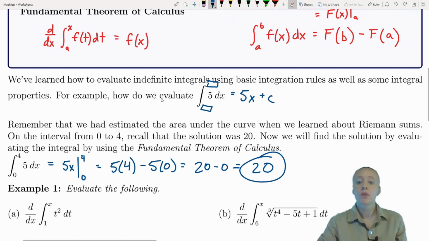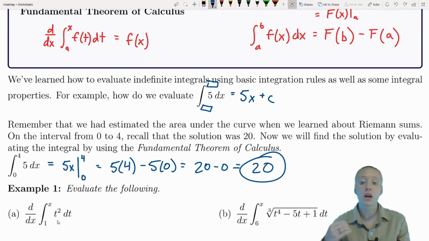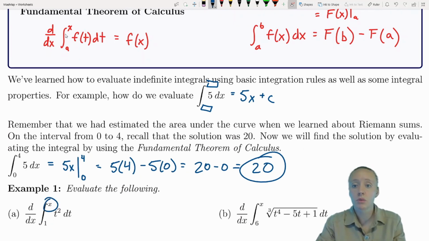In example 1, we're going to evaluate, starting with part A, the derivative with respect to x of the integral of t squared with respect to t from our bounds of 1 to x. You can see that 1 is indeed some constant a, and our upper bound is our variable, which is x. So this is going to be equal to f of x, which, if f of t was t squared, then we know f of x is x squared. So that's our solution for part A.